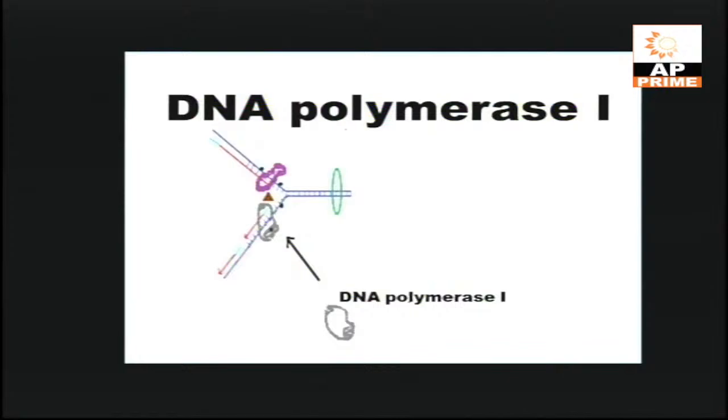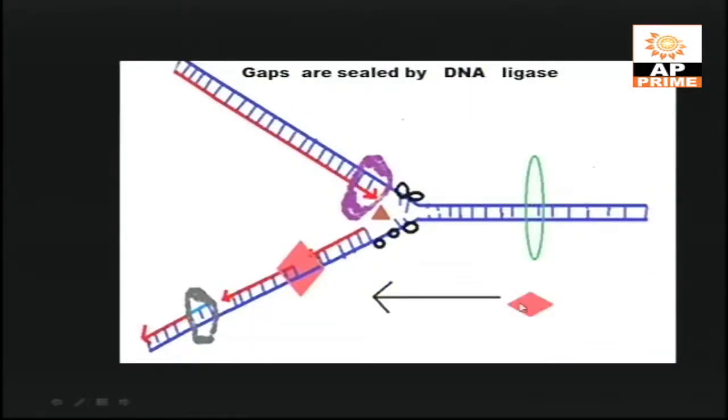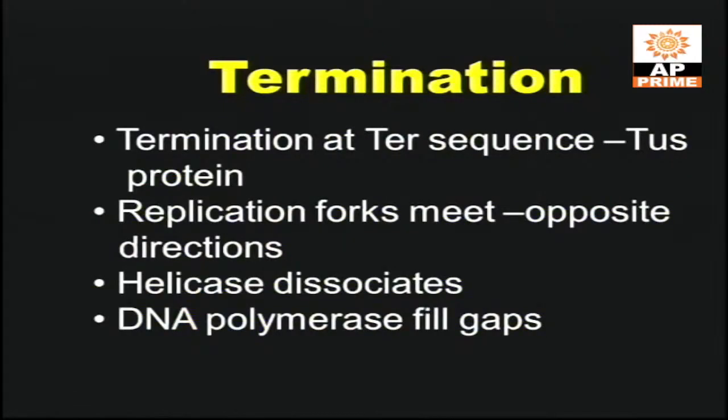This slide shows the mode of action of DNA polymerase 1, how it removes primer RNA nucleotides, and the gaps are sealed by the enzyme DNA ligase. DNA ligase seals the gaps by the formation of a phosphodiester bond to form a continuous strand. DNA ligase ligates the 5' phosphate and 3' hydroxyl groups. This is the end of DNA replication.